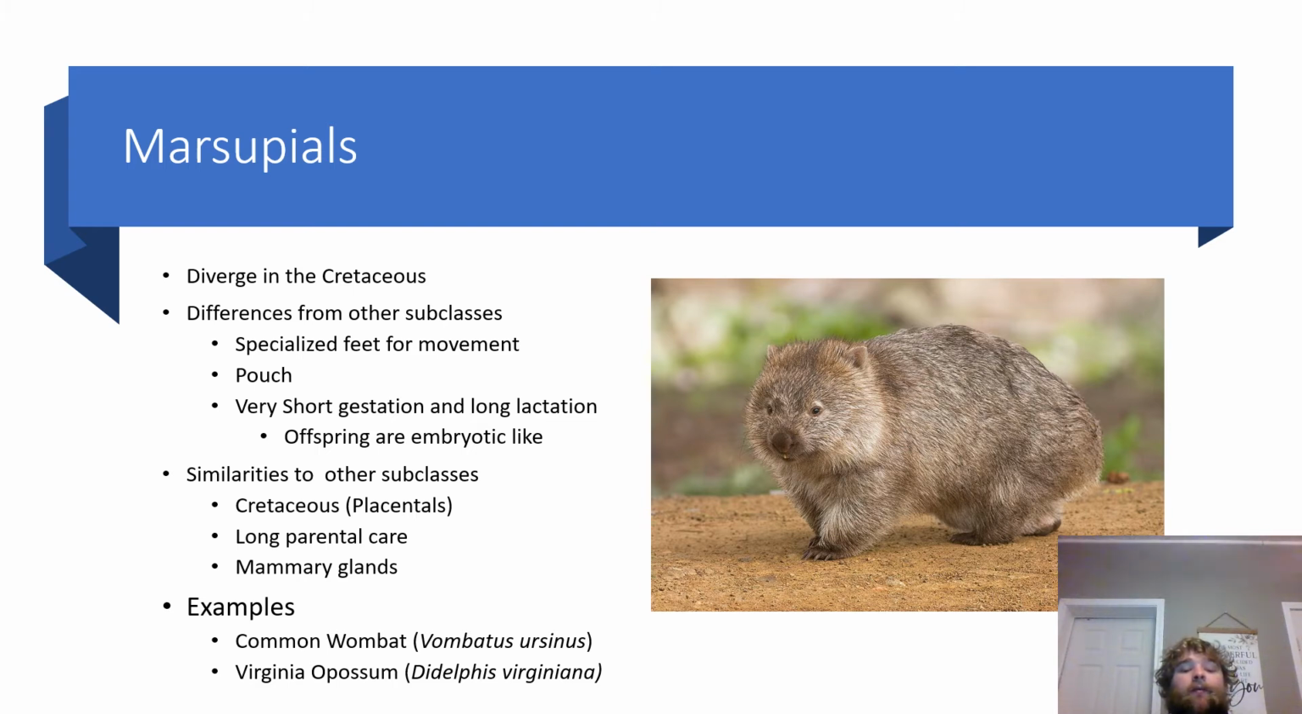They do have long maternal care, and they do have mammary glands, and they do have nipples. Two examples we can look at: one pictured here is the common wombat, and another would be the Virginia opossum, which most of us are familiar with.